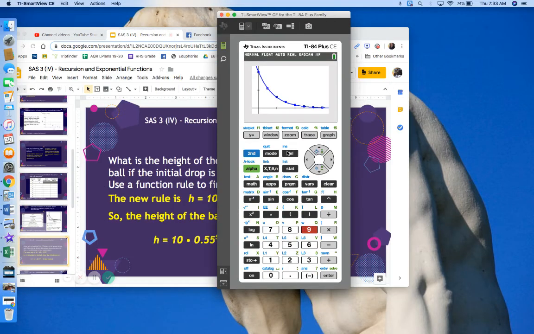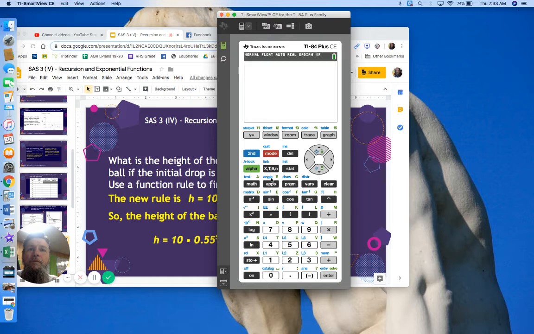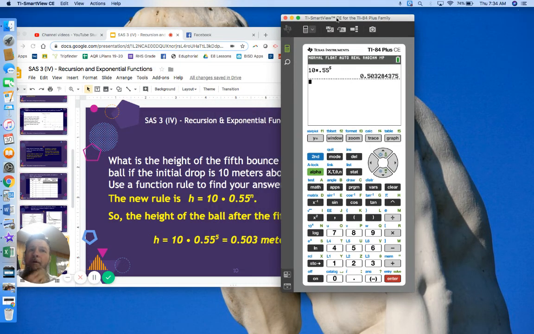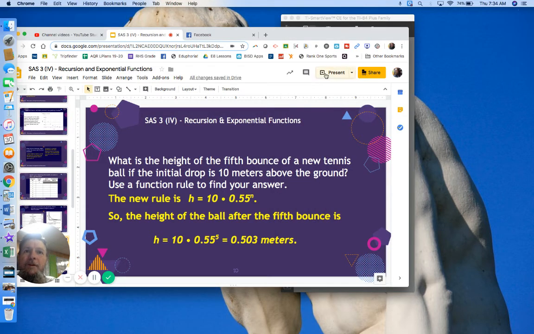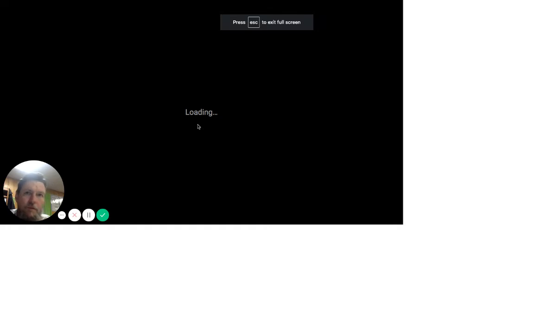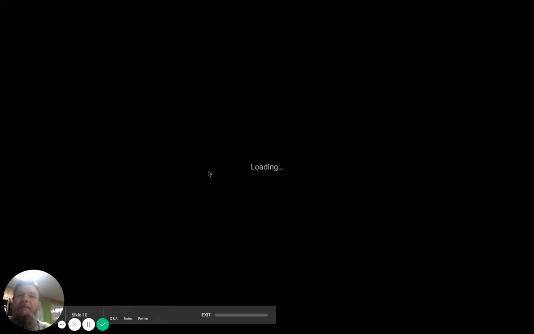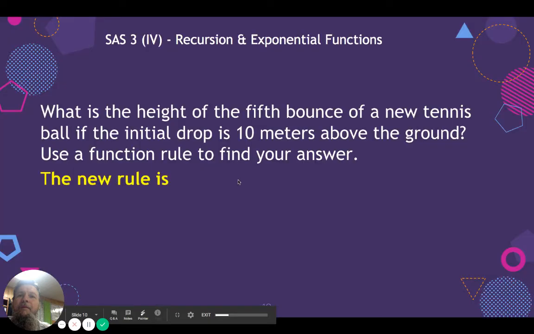This should be real simple. 10 times 0.55 raised to the fifth power. Sure enough, 0.503. Okay, we're getting some good information here. The screen loads so slowly. All right.